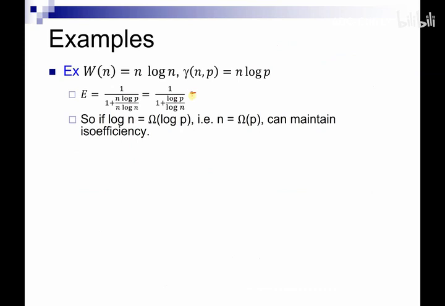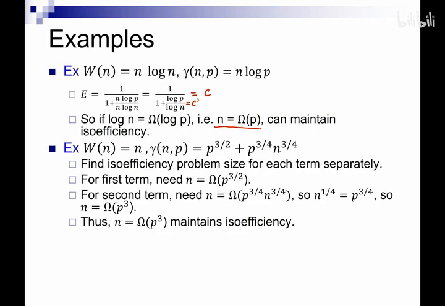So now we want this to be a constant for isoefficiency. In order for this thing to be a constant, we need log n to increase at least as fast as log p. You need the denominator to increase at least as quickly as the numerator. So as you increase p, you also need to increase n. So how do we do this? Well, if log n is omega of log p, then that just means that n is omega of p. So as long as we increase n at the same rate as we increase the number of processors, then we can maintain isoefficiency.